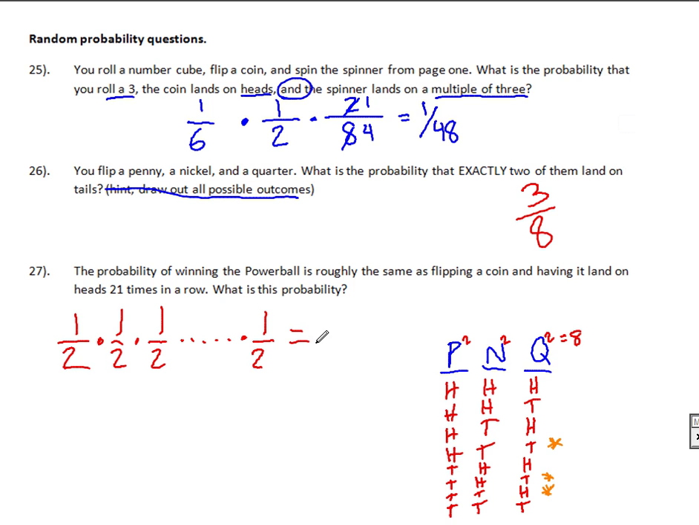When I multiply those probabilities, I'd get 1 up top. I'm going to get on the bottom 2 times 2 times 2 times 2, 21 times. That's 2 to the 21st power. Which is, when you multiply that out, 2,097,152. That's approximately what the odds are of winning the Powerball lottery. So if you think you can land on heads 21 times in a row, then you should go out and buy yourself a lottery ticket. Otherwise, no thanks.